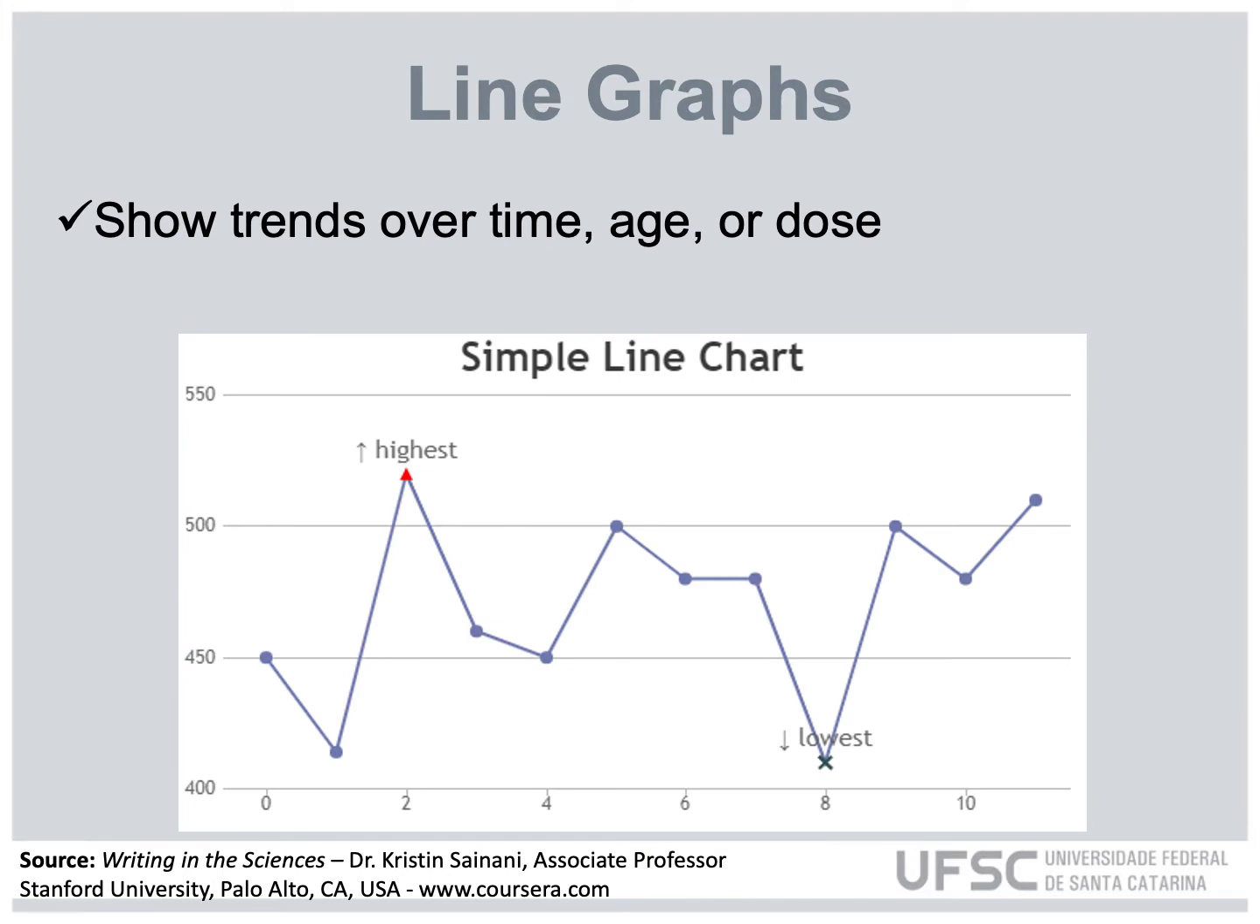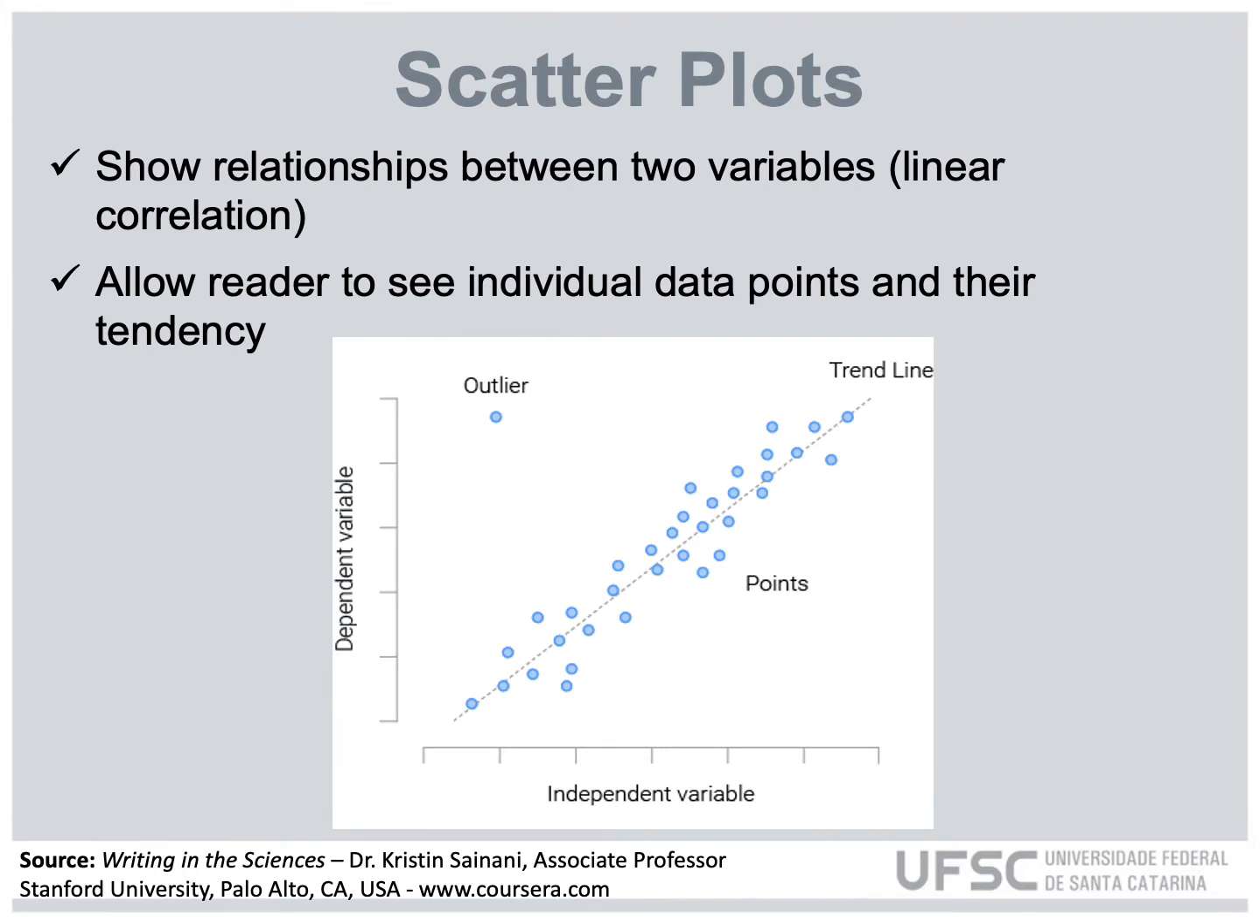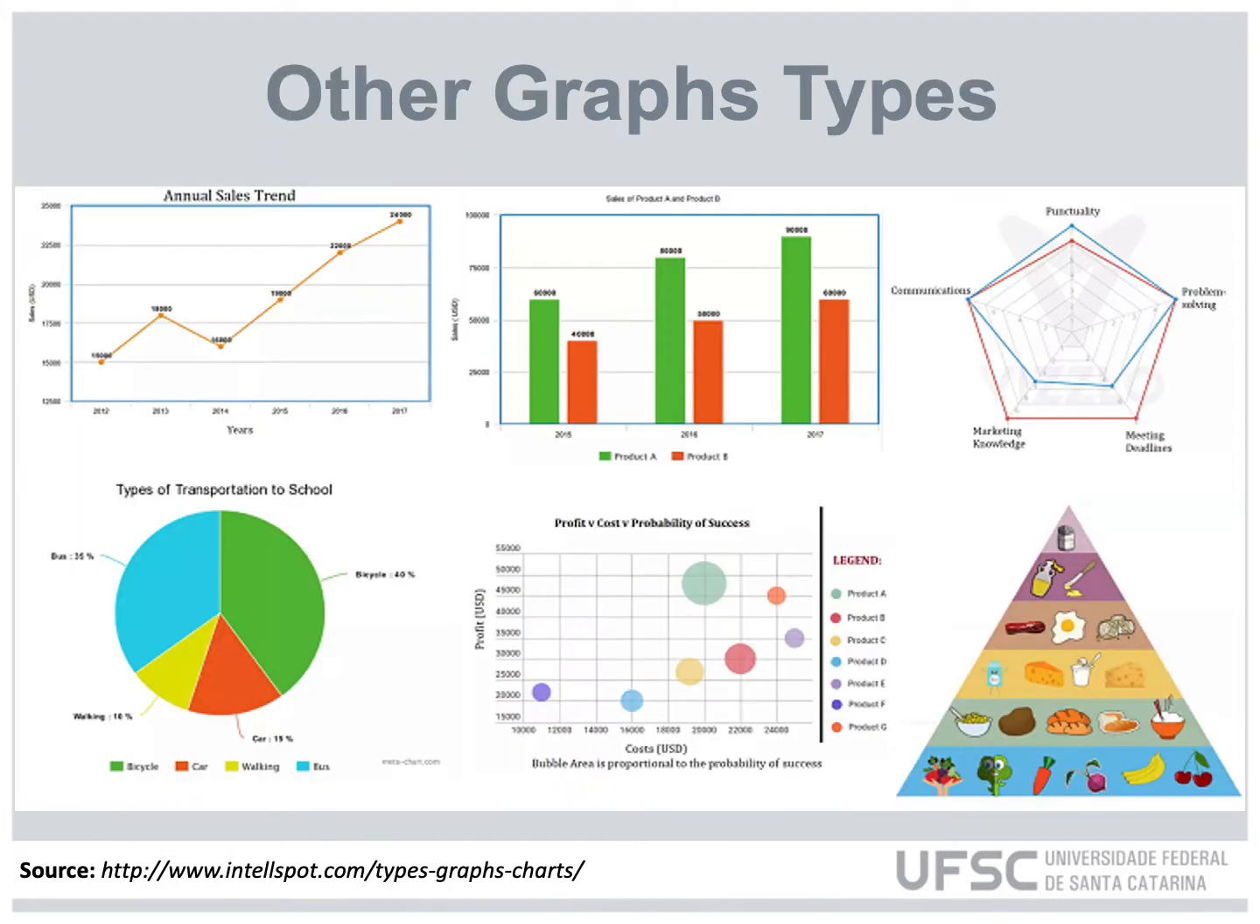Regarding line graphs, they show trends over time, age or dose, for instance. Bar graphs compare groups at one time point. Scatter plots show relationships between two variables, for instance, linear correlation, and they allow the reader to see individual data points and their tendency. And here you will find other graph types. Make them visually easy to read.